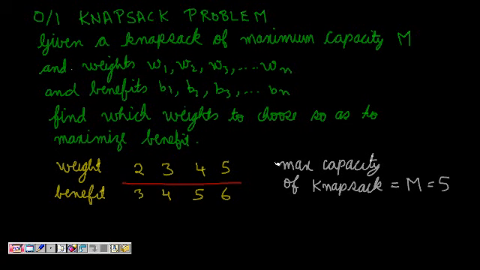So for example, if the maximum capacity is 5, I can take these two weights, so it will become 5. So W1 and W2, if I choose, my benefit will be 3 plus 4, which is 7. If I just take the last object W4, which is of weight 5, my benefit is 6. Otherwise I can take weight just 4, which is W3, and I will get a benefit of 5. So we see that the best benefit that we can get here is taking W1 and W2 among these choices. So how to solve this problem?